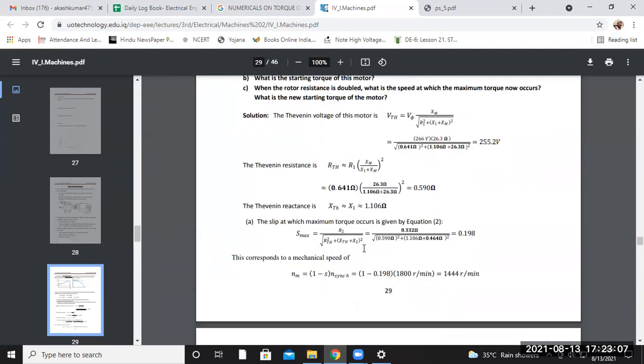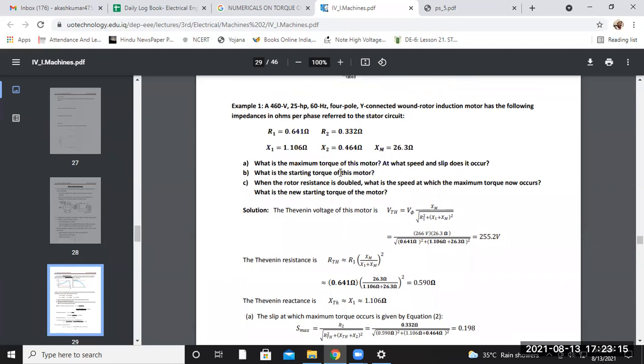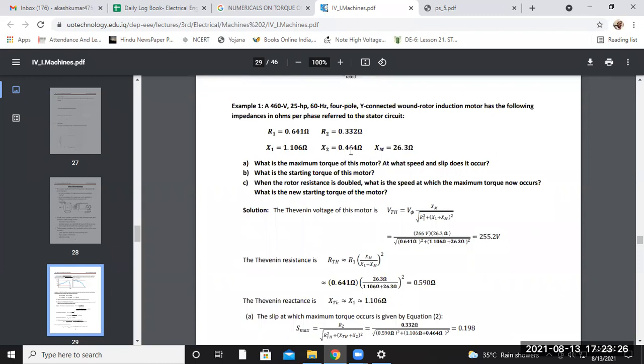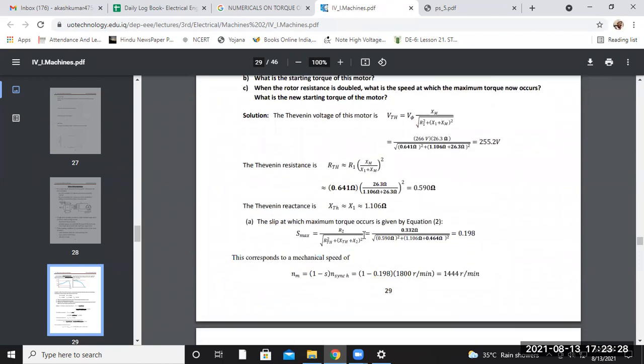Now we have all the parameters that are required for the slip at maximum torque. We have the value of R2. We have the value of RTH also; we have found RTH as 0.590. And XTH we have found as 1.106 ohm. Then there is the X2 value, which is 0.464.